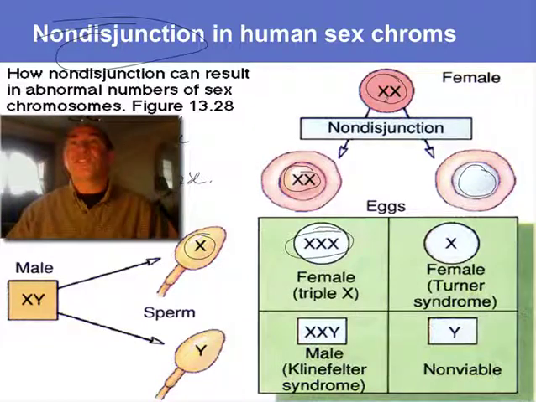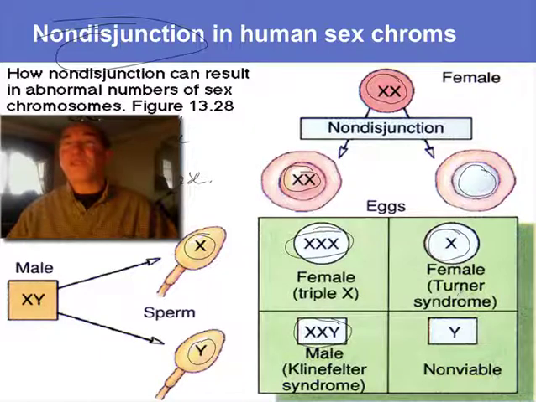So here's non-disjunction in a female egg cell, and we can see here we end up with a triple X female. If that 2X egg combines with the Y carrying sperm cell, then we have an XXY, which is a male, which has a syndrome called Klinefelter syndrome. And if we have the opposite, where we have the egg that's devoid of an X chromosome combined with an X carrying sperm, we end up with a female with just one X chromosome. This is called Turner syndrome. A fetus or an embryo with just a single Y chromosome and no X chromosome is non-viable, so this will die. This does not even start to develop.